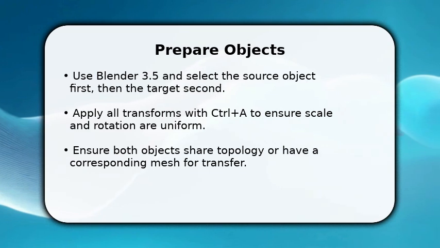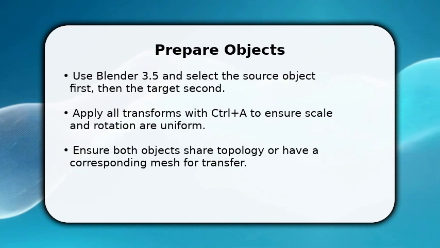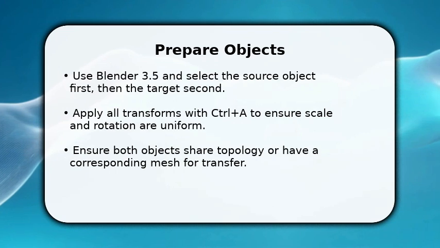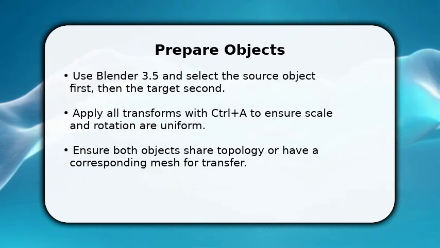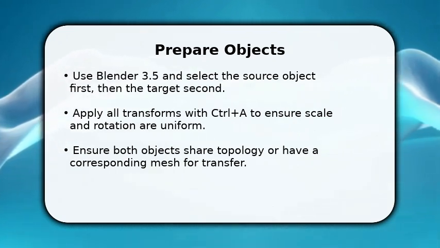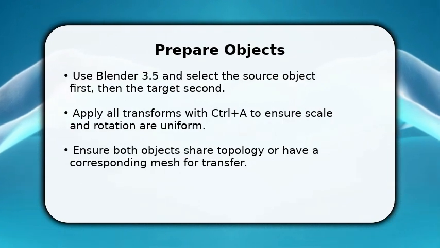Apply all transforms with Control plus A to ensure correct scale and rotation on both objects. Make sure both meshes share the same topology or have matching vertex counts for direct transfer. If topology differs, prepare a retopologized target or use a data transfer workflow. Name your objects clearly to avoid confusion.